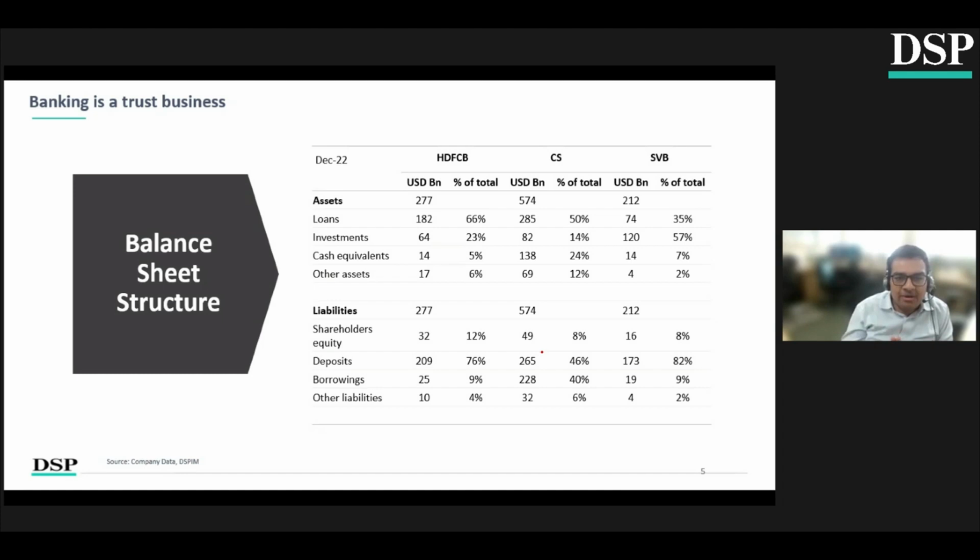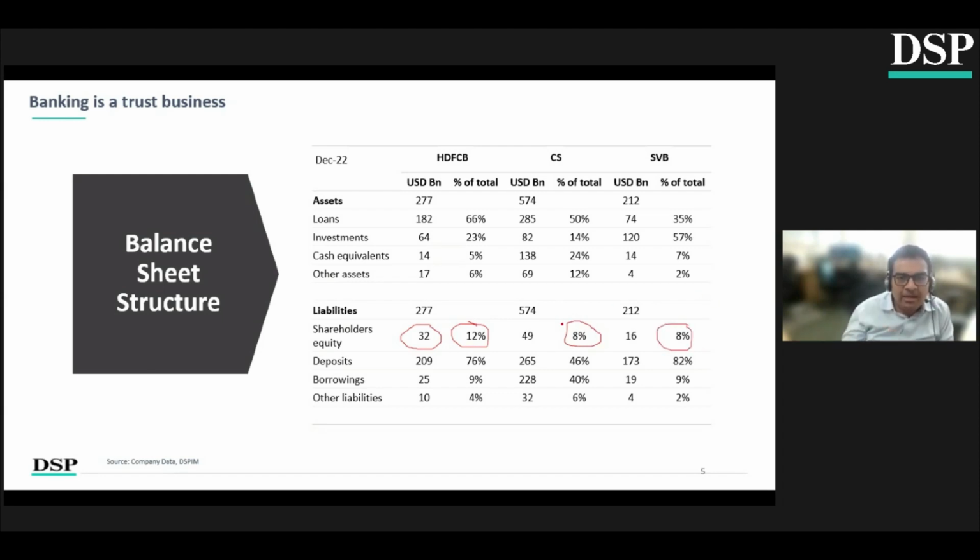So there are two or three important points in this slide. First, you can see that the equity composition of an Indian bank, and this will be true for most Indian banks, the equity percentage in the overall balance sheet is far higher. So in case of HDFC Bank, this is about 12% of the overall balance sheet. In other cases, it is much lower. And this is, like I said, true for many of the other Indian banks.